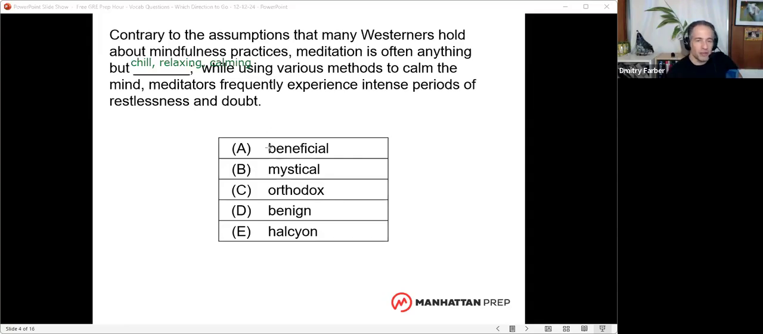Like look at beneficial. Beneficial just means it's good for you, right? Like, eating your vitamins is beneficial, or something's beneficial to you financially, right? But it's not saying what kind of benefit. Maybe having this restlessness and doubt is beneficial for you. There's nothing about being mystical. Orthodox, let's hold on to that. What is orthodox even? Benign is positive, I think, right? So that I might hold on to.